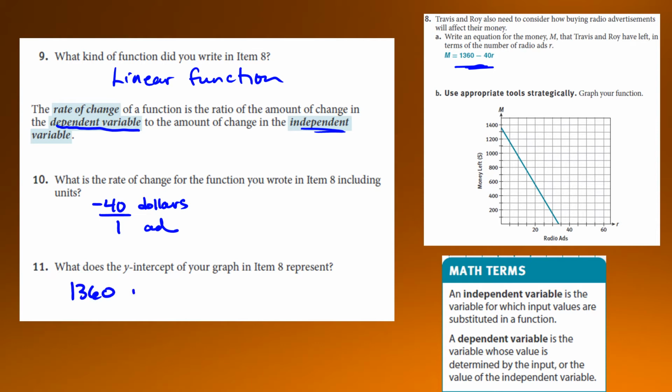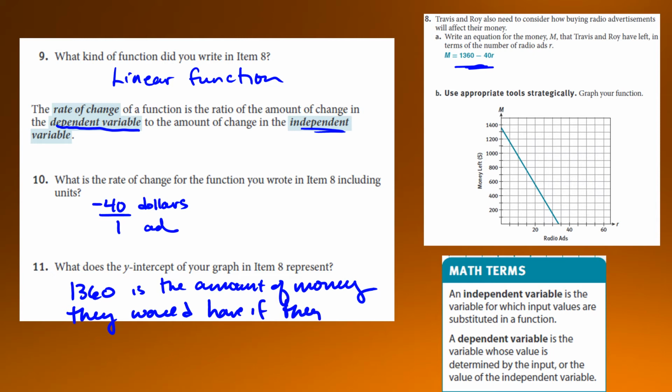What does the y-intercept of your graph represent? 1360 is the amount of money they started with, or the amount of money they would have if they bought 0 ads. Hopefully that makes sense. And these are good things to note here too. So take a minute, make sure you're studying those things deeply so you can own them.